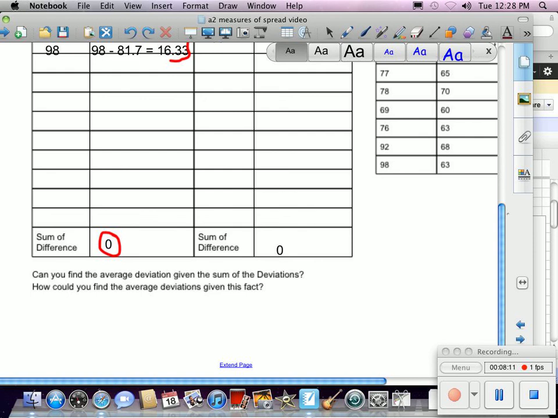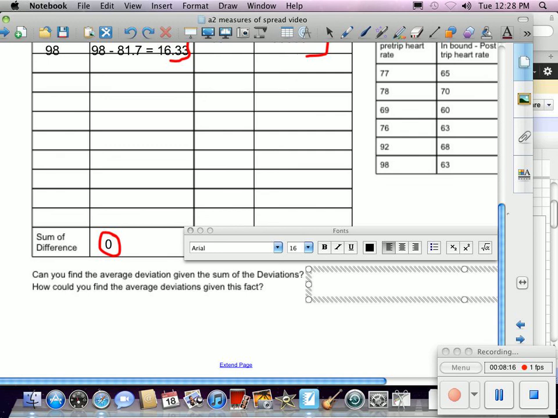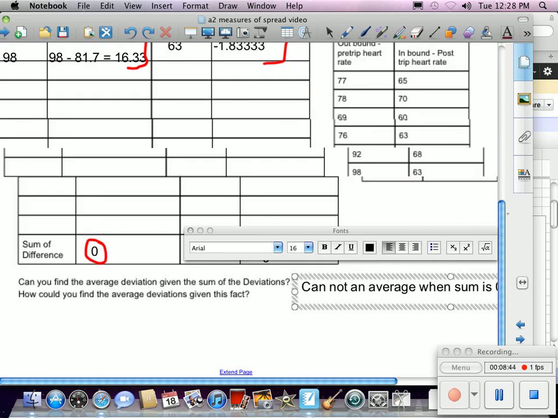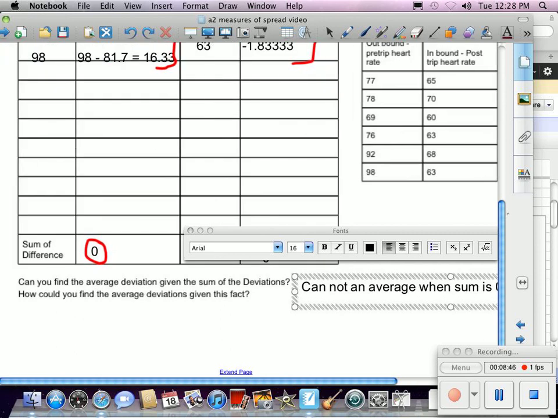So let's go down here and look at this. Can you find the average deviation given the sum of the deviations? To find an average, we would add them up and then divide by the number. Well, when we add these up, they equal 0, right? So we cannot find an average when the sum is 0. So how could we find it?